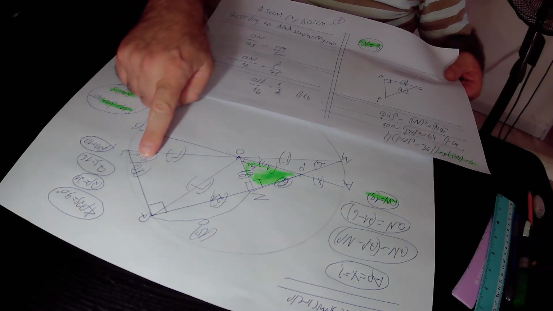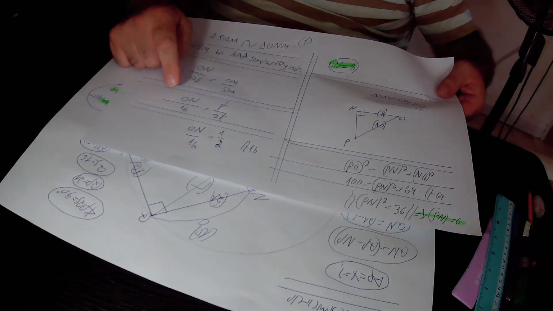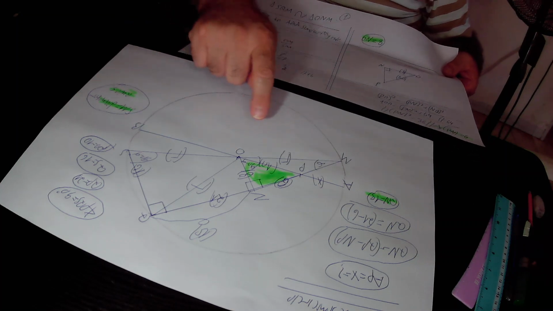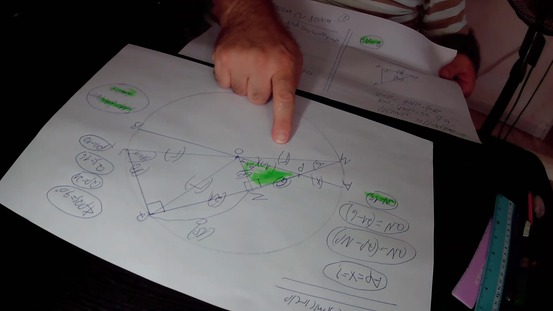SQ equals 16 according to what is given in the question, and it is equal to OM. OM is the radius of the circle, that is equal to R.